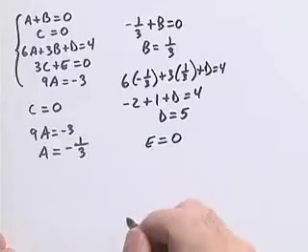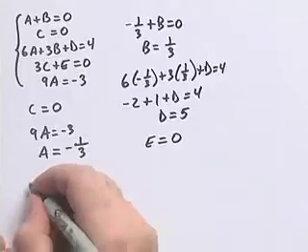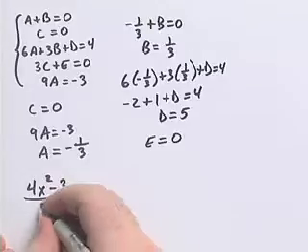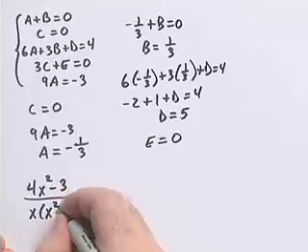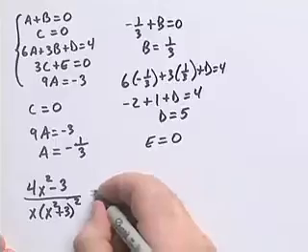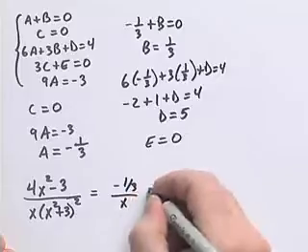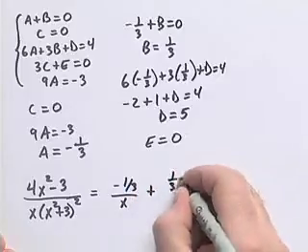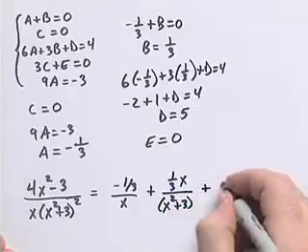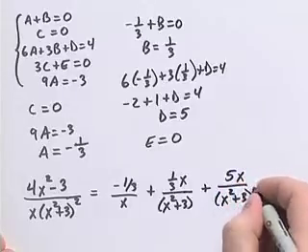We go back to our partial fraction decomposition now, since we know a, b, c, d, and e. We're going to say that 4x squared minus 3 divided by x times (x squared plus 3) quantity squared is equal to negative 1/3 over x plus (1/3 x) over (x squared plus 3) plus 5x over (x squared plus 3) quantity squared.